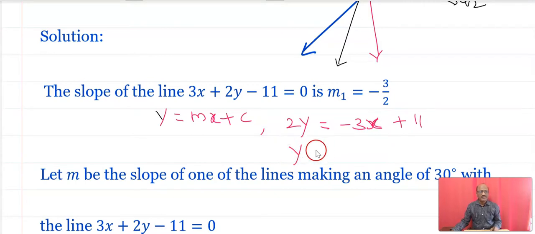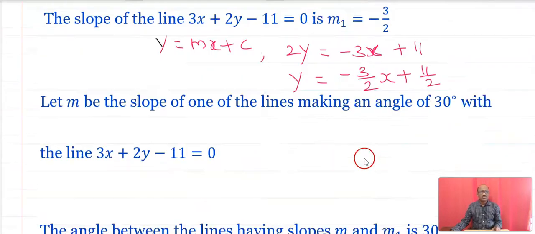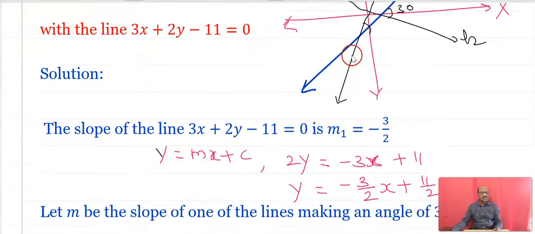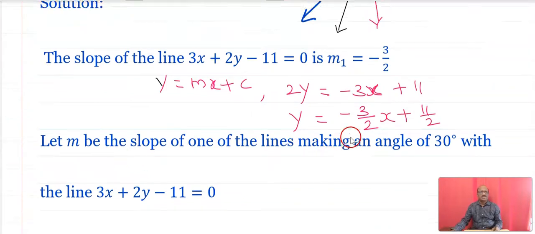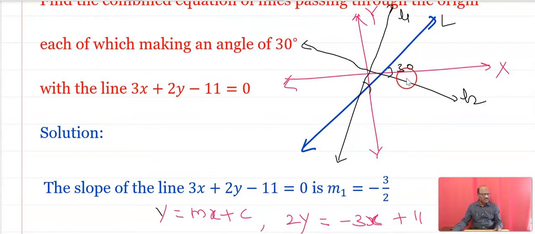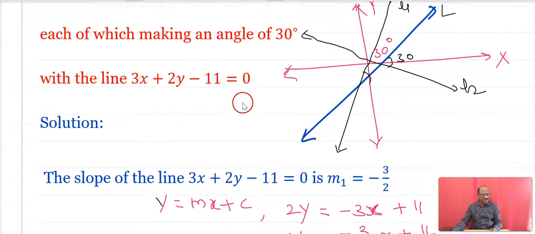And that's why y is equal to minus 3 by 2 x plus 11 upon 2. Therefore, what is the slope of that line? The slope of the line is minus 3 by 2. Let m be the slope of one of the lines. Means, of the two lines, L1 is one such line. It makes an angle of 30 degrees with our given line.